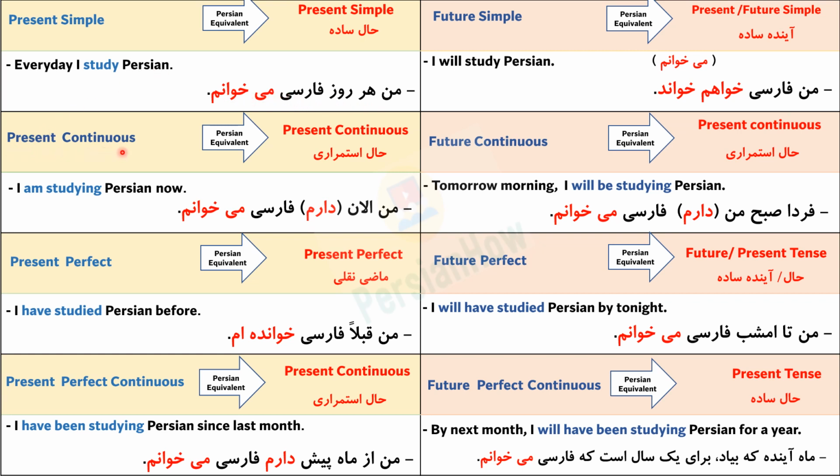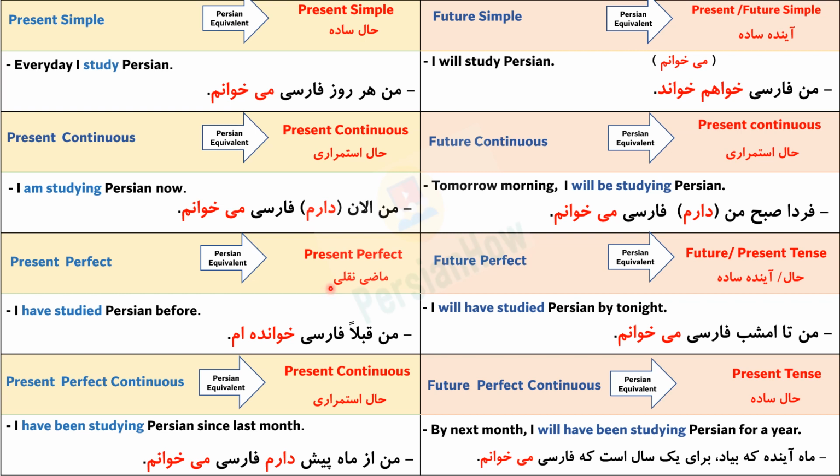Present continuous in English. The Persian equivalent is the same. Present continuous. من الان دارم فارسی میخوانم. Next one, present perfect in English. In Farsi, it's also present perfect, but here there's a trick you need to know. In Farsi, the tense present perfect is called ماضی نقلی, and mazi means past. So basically this tense in Farsi is considered a past tense.